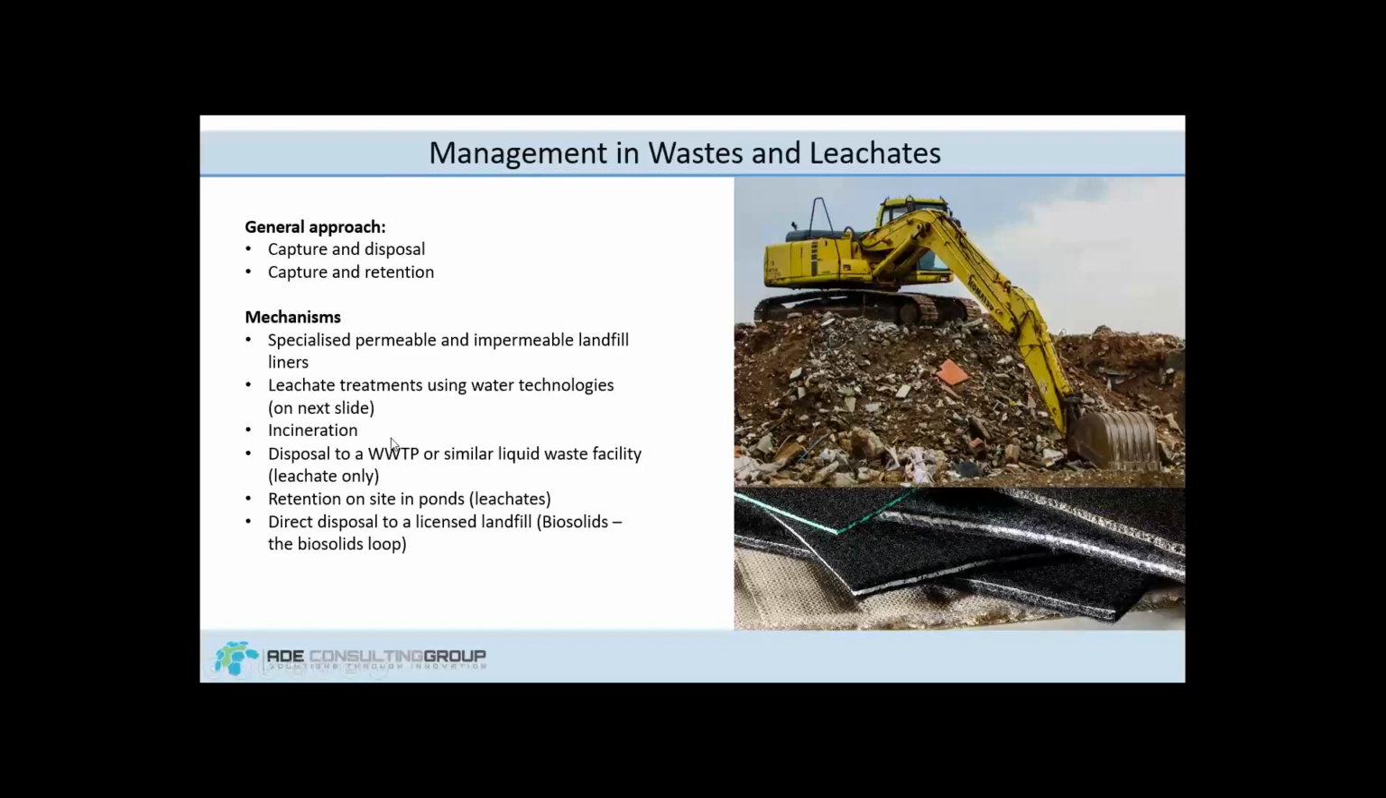Incineration of leachates and wastes is another approach. Quite ironically, disposal to a wastewater treatment plant or liquid waste facility for leachate is a common practice. Retention on site is also a common practice, so basically ponds. And then again, direct disposal to licensed landfill for biosolids.